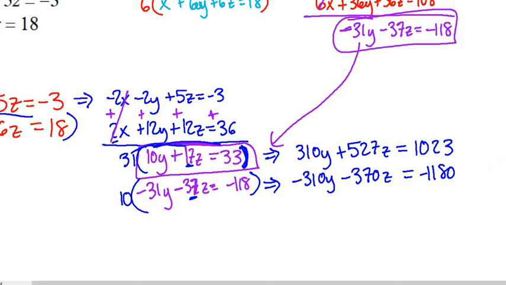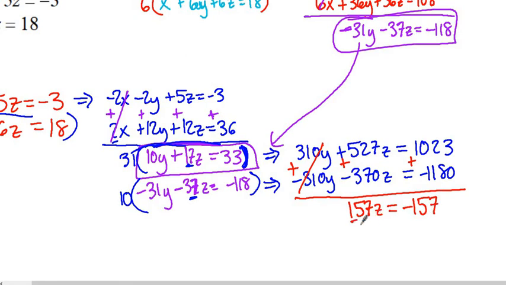How do we eliminate the y's, because that's the one that we chose? We would do that by adding them together. So let's add these, so those go away. 527 plus negative 370 would be 157z. And then 1023 plus negative 1180 is actually negative 157. So you can see, even though those numbers are kind of messy, these are going to work out pretty nice. So negative 157 divided by 157 means that z is equal to negative 1.